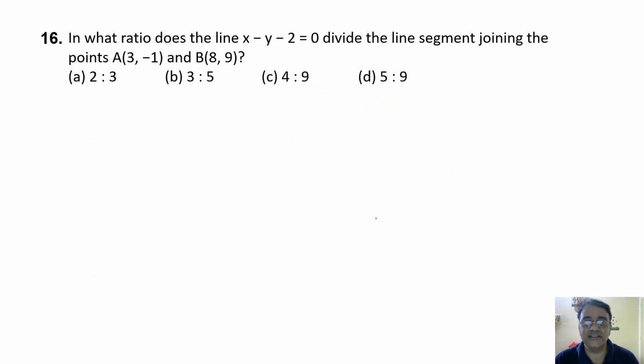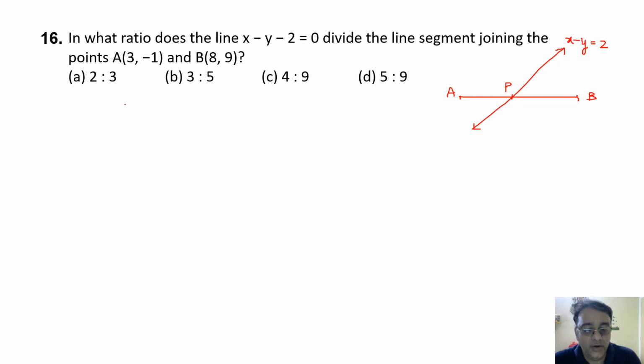In what ratio does the line x minus y minus 2 is equal to 0 divide the line segment joining the points A (3, -1) and B (8, 9)? So just now we did this type of question. Look, here these are points A and B, and one line is intersecting this line. This is x minus y minus 2 is equal to 0, right? And this point P lies on this line also. This point is x minus y is equal to 2, I am writing it that way, that is also correct.